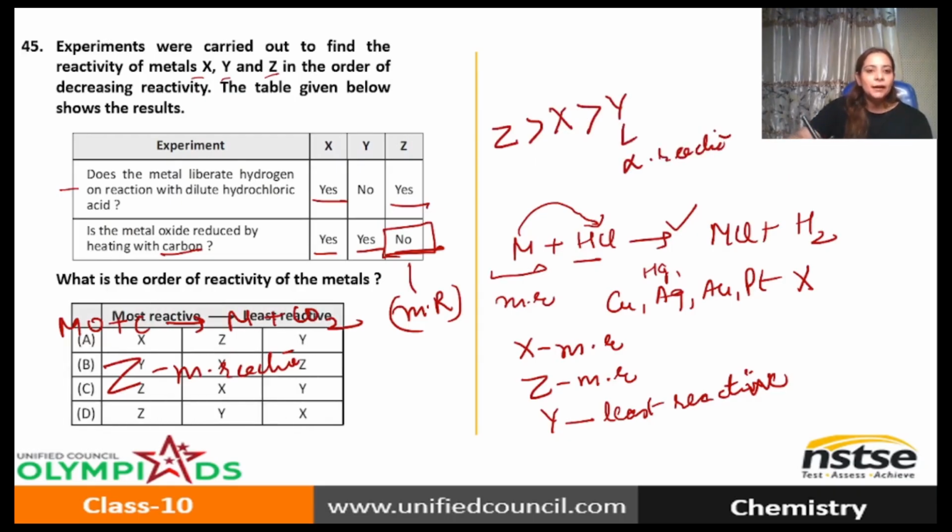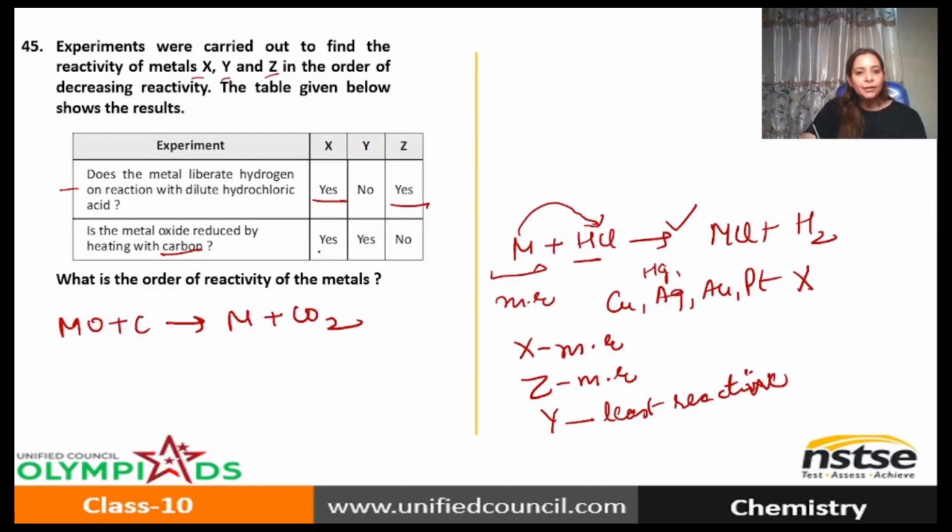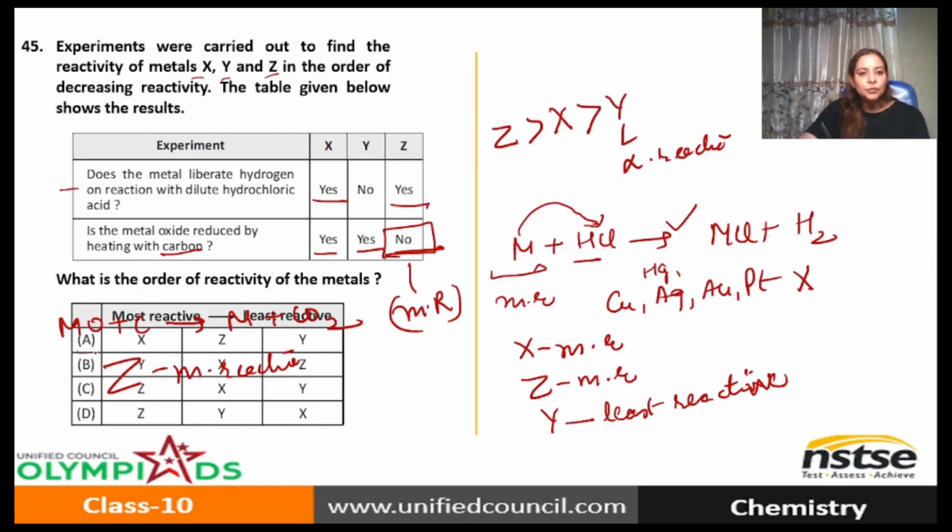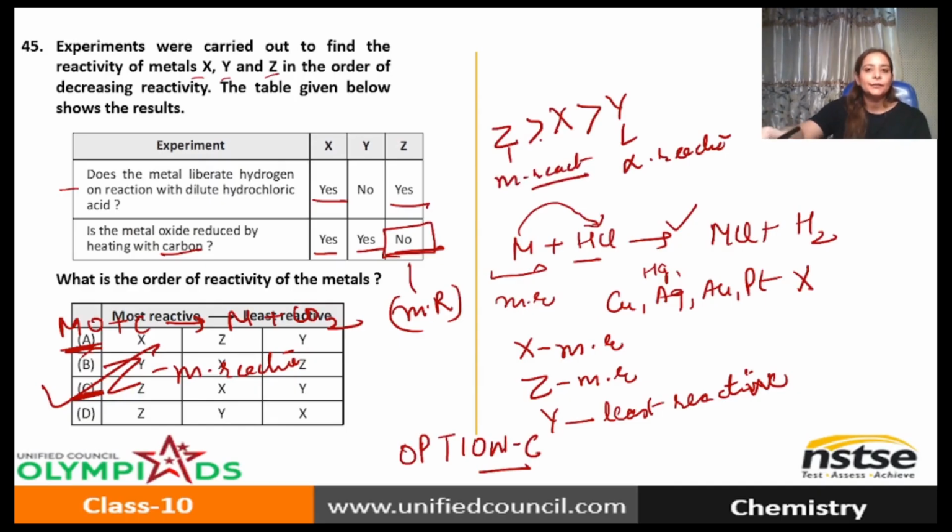So you can see the options X, Z, Y. We need to write from most reactive to least reactive. So Y will be in the last position. That means it will be between the options with X, and we know that out of X and Z, Z is more reactive. So it comes to option C. Option C, that is, Z is more reactive and Y is least reactive.